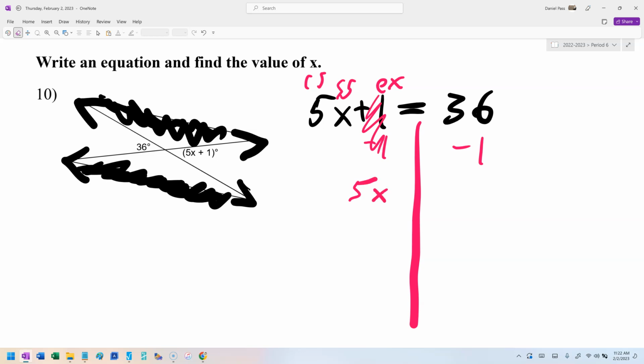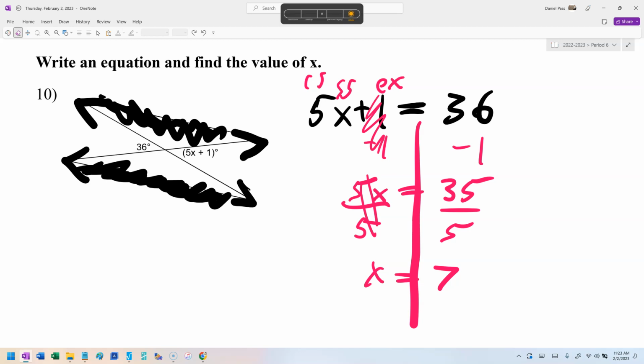Okay, make sure this is on your paper, everybody. We've been practicing a lot of two-step equations, haven't we? Okay, what's next? You divide 5x by 5 and 35 by 5. That's right. Okay, x equals 7. All right, now we can check our answer for this too.